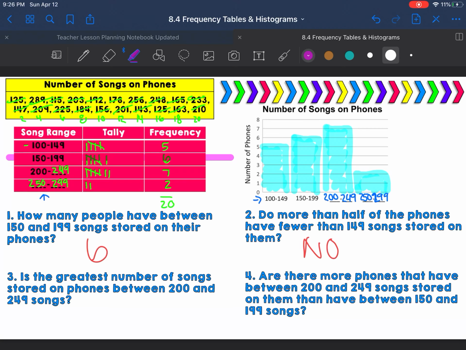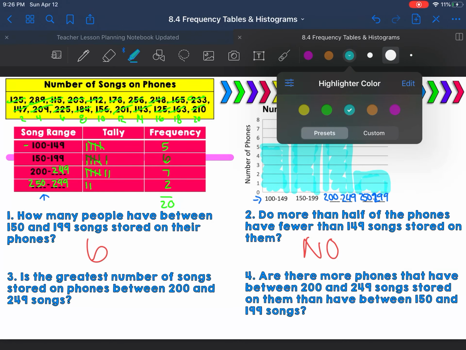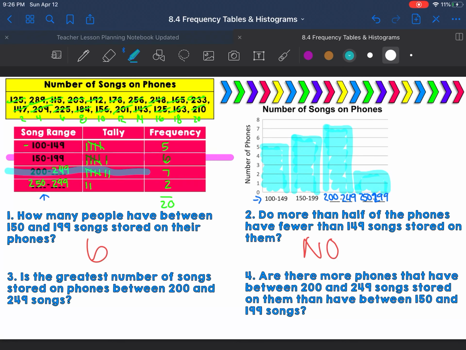Is the greatest number of songs stored on the phone between 200 and 249? Well, let's go to 200 and 249 and let's see. So 200 to 249 would be right here, and I have 7. Is 7 the biggest number? Yes, it is. So yes is my answer.